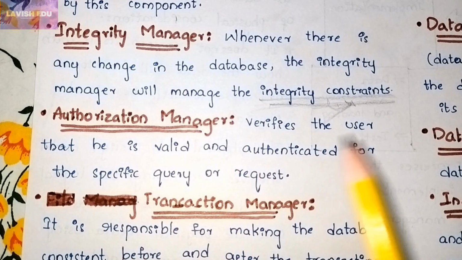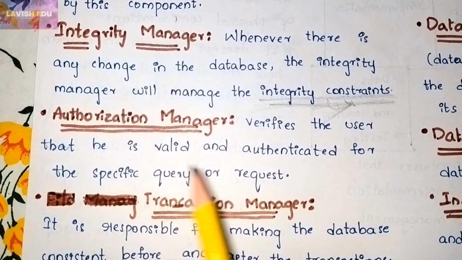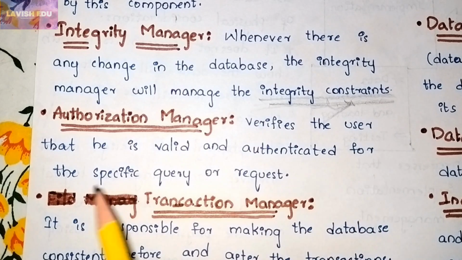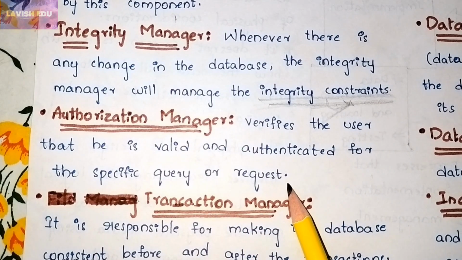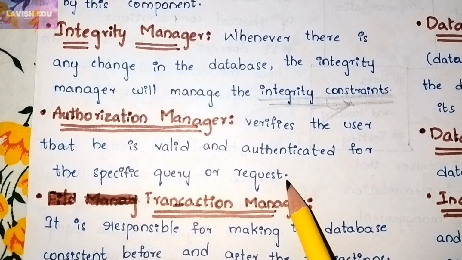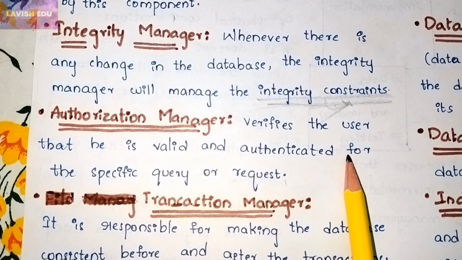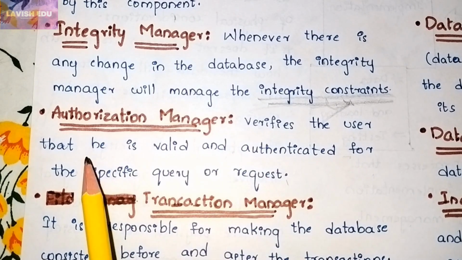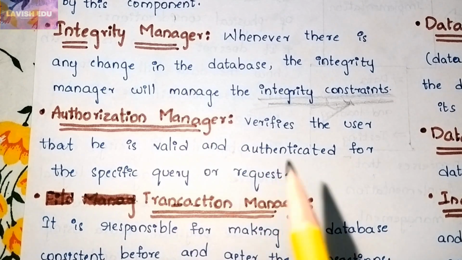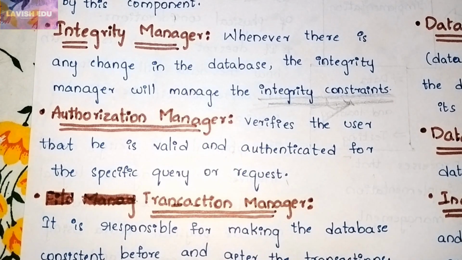And the authorization manager verifies that the user is valid and authenticated for the specific query or request, that is, whether he is eligible or not for this data manipulation and retrieval. The database management system checks whether the user is eligible, then authorizes him with the data.